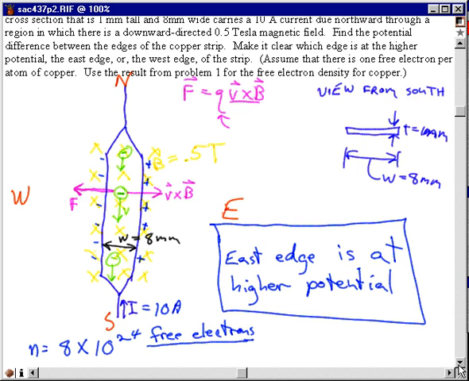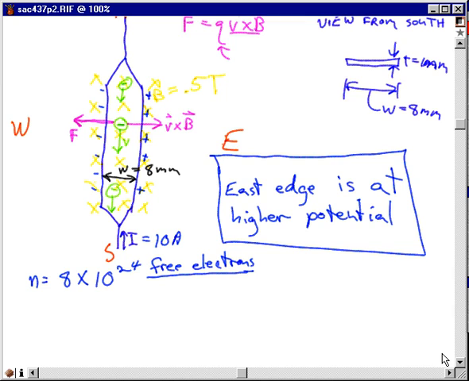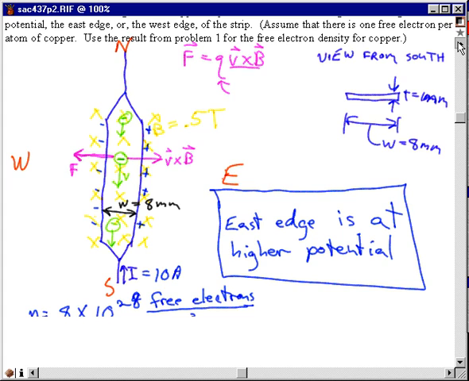There are a lot more electrons than that per meter cubed, but most of them are locked into the copper nucleus. One for each atom is to be considered free, and based on that assumption, we get 8 times 10 to the 28th. Check my work there. 8 times 10 to the 28th free electrons per meter cubed.